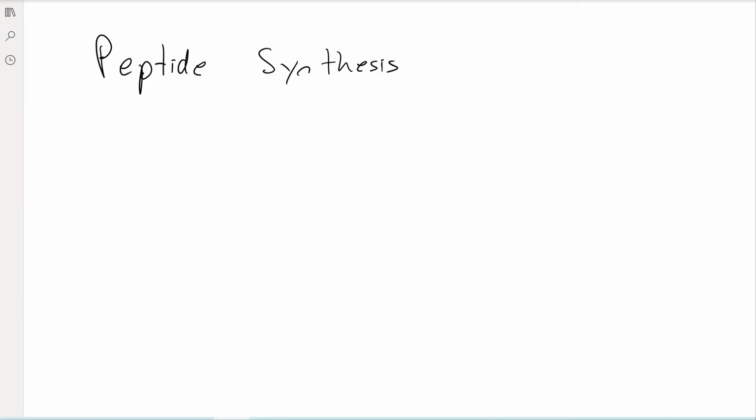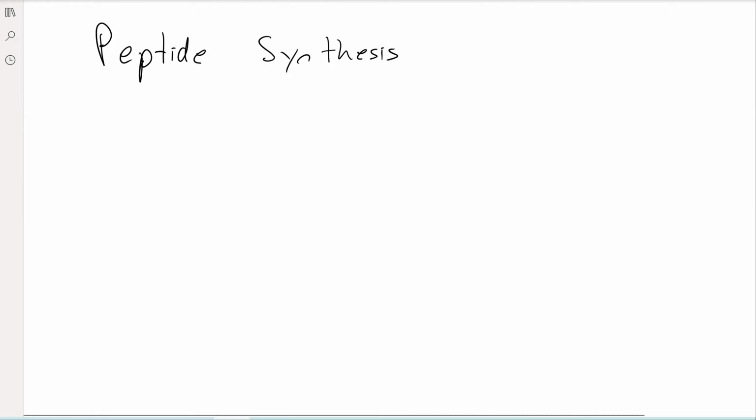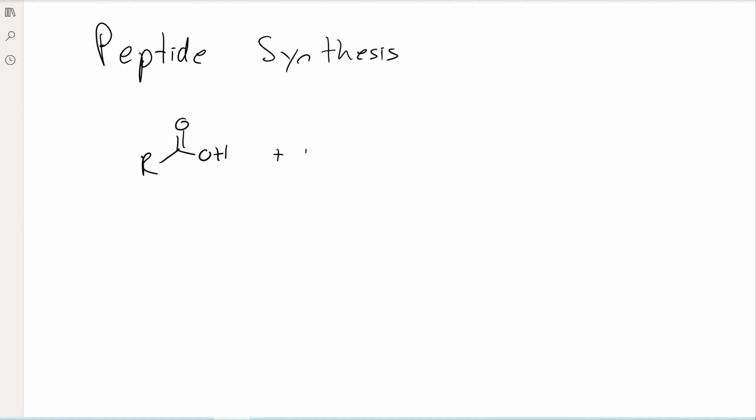So not only do we want to know which amino acids are within a peptide, but we'd also like to be able to create our own artificial peptides. And so let's think about this reaction. On one end of the amino acid, we've got the carboxylic acid. On the other end, we've got our amine. And then we want them to join together to form an amide or a peptide bond.